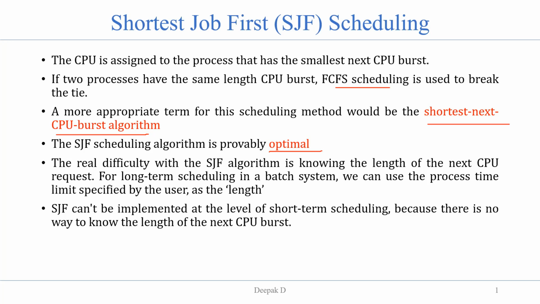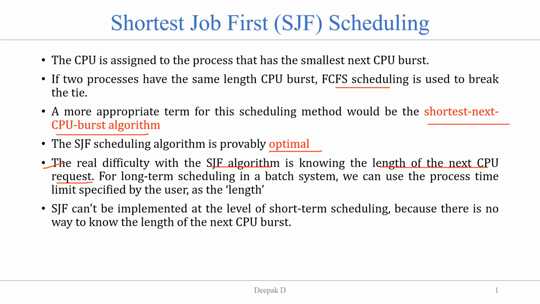But there is one difficulty with the SJF algorithm: we need to know the length of the next CPU request. This is one of the difficult things with respect to SJF. When you have long-term scheduling in a batch system, we can use the process time limit, where the user specifies the length of the process time during the submission of the job. So that is one way to get out of this difficulty.